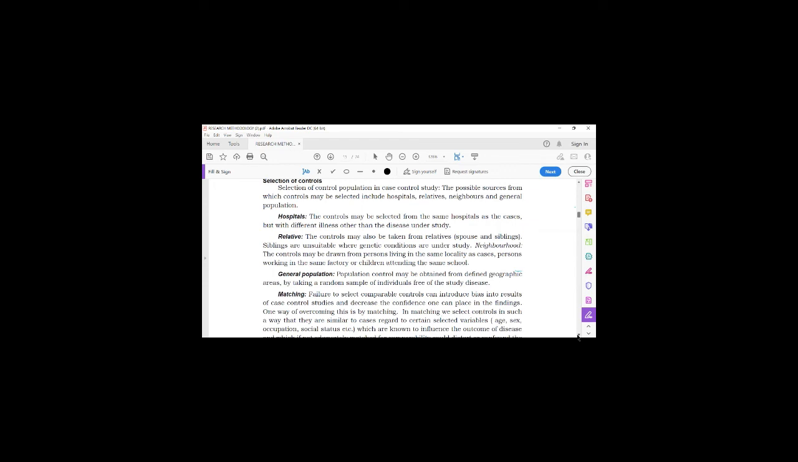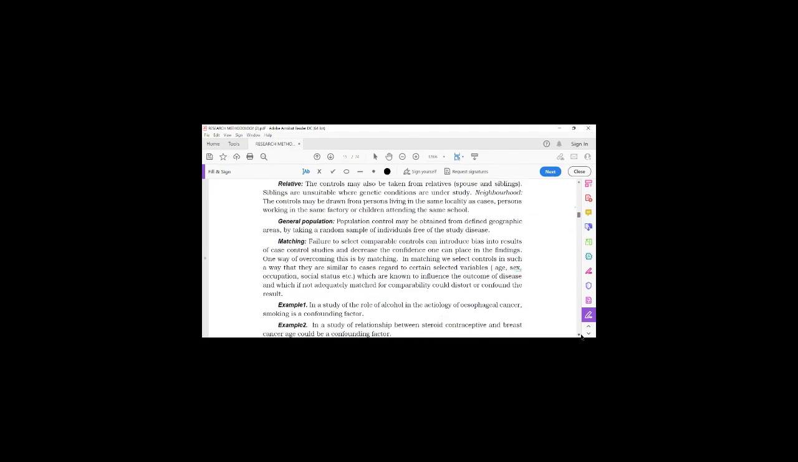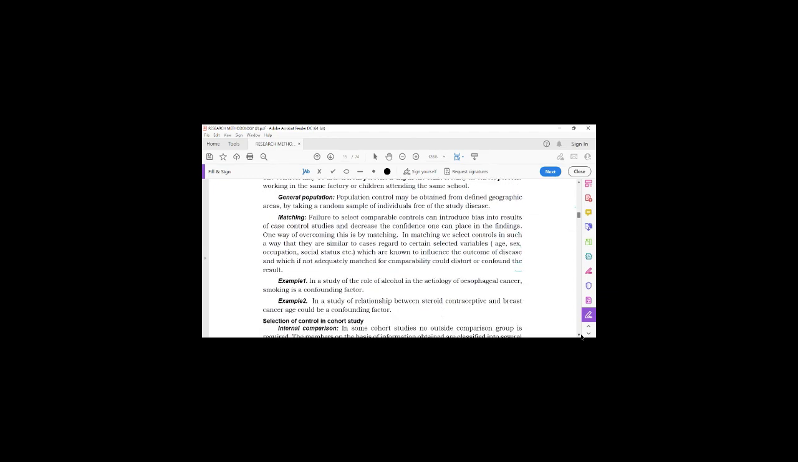And then one thing could be matching. They could be matched in such a way that they are very near to the same as the old one. So you have to match, and the matching has to be done in terms of inclusion criteria and exclusion criteria.